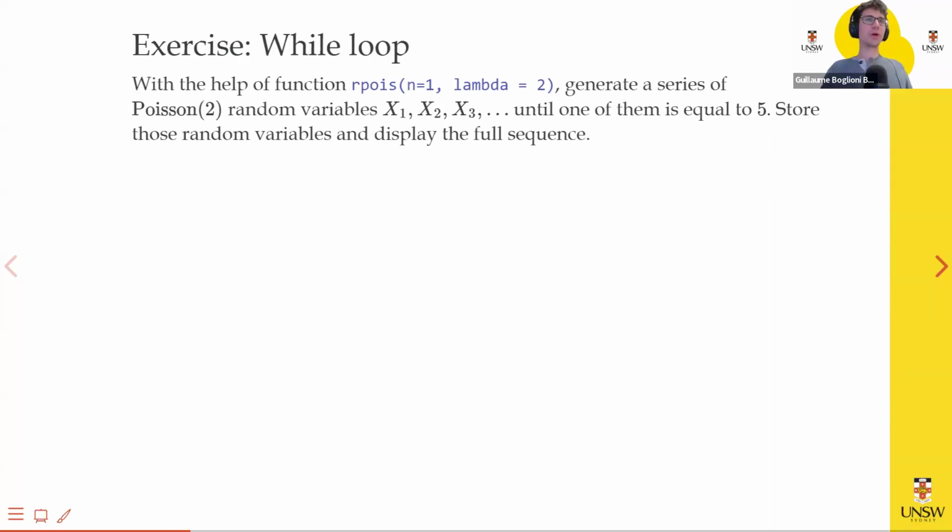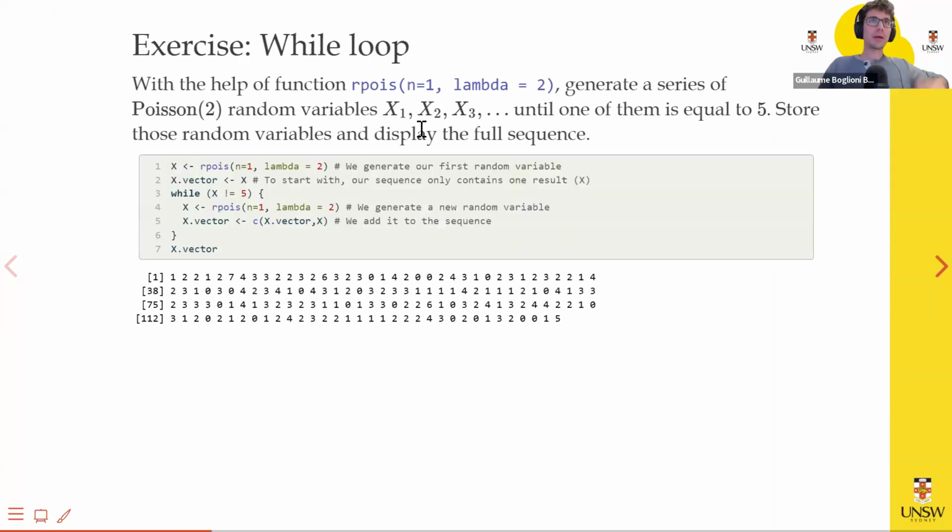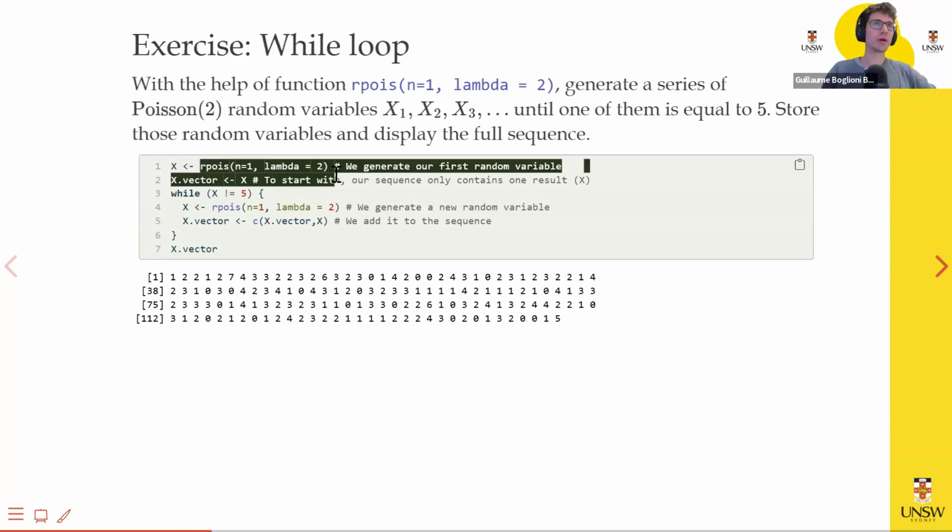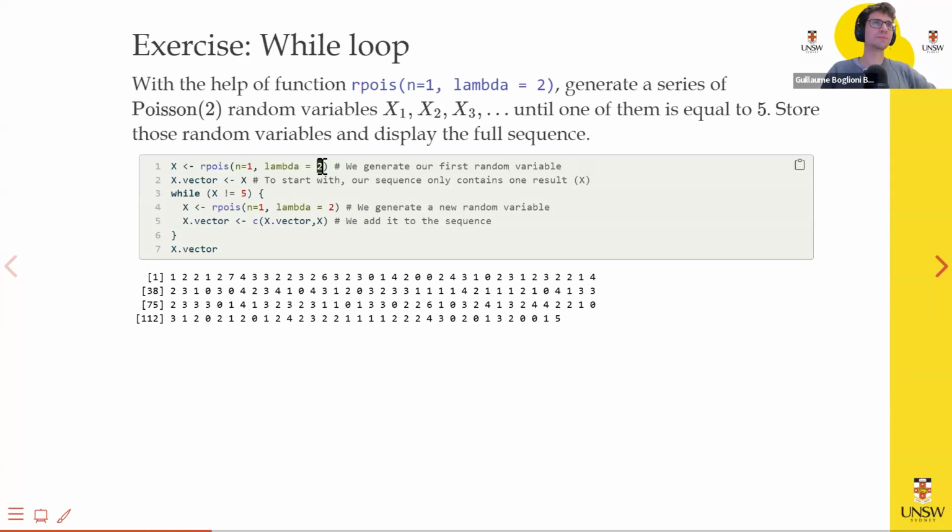Okay, now I'll present a possible solution. You first generate the very first observation. So again, I put inside X some random Poisson with the parameter lambda equals 2. Now, to start with, our sequence only contains the first result, X. And here the point is that I want the full sequence at the end. So I need to create a new object that is not only one random number, but it's the whole sequence. So here I call it x.vector.